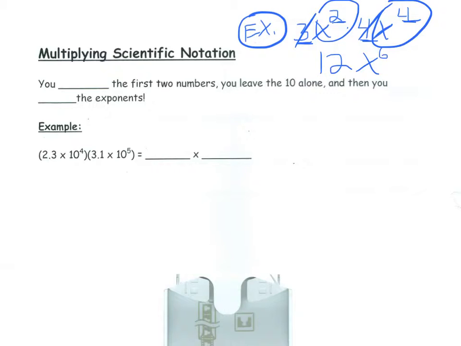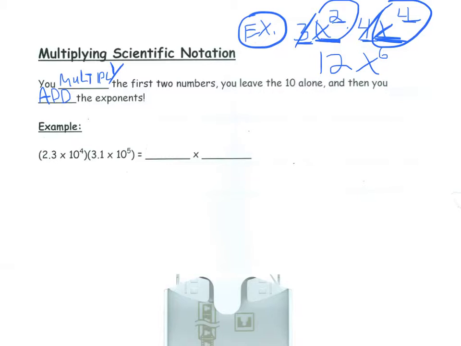So when I fill in this blank, if I have two numbers in scientific notation, I'm going to multiply the actual numbers. So I'm going to put multiply, try to squeeze it in. So you multiply the first two numbers, you leave the 10 alone. It's kind of like leaving this x alone because the 10 is the same base for every number in scientific notation. And then you add the exponents because you're multiplying with that same base of 10.